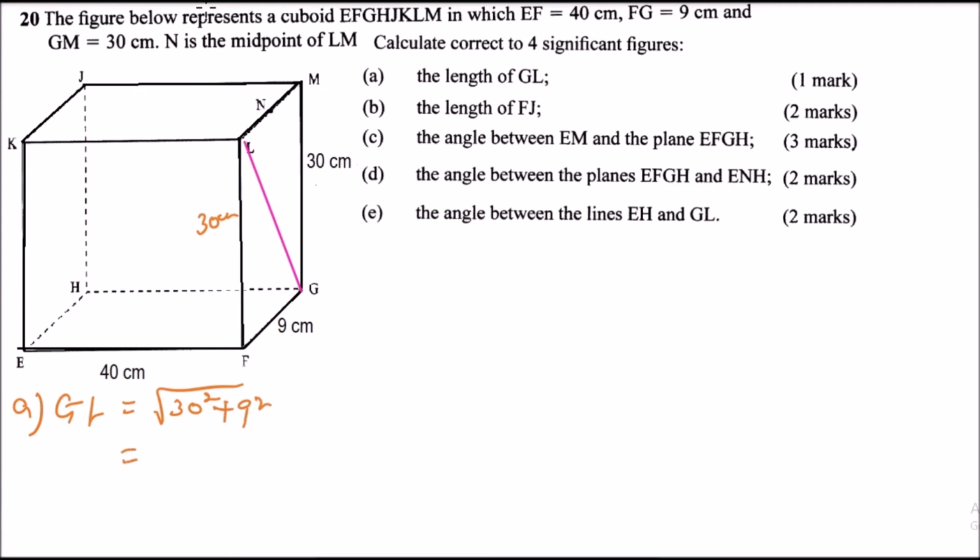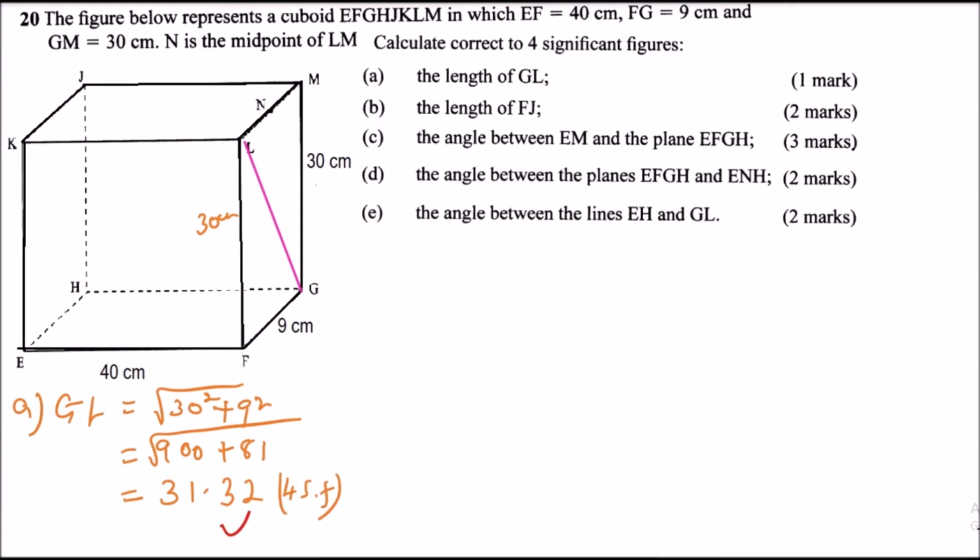This should give you, when you add, 900 plus 81. You get the square root, and using the calculator you should be able to get 31.32, and this is to 4 significant figures as we are told in the question. So that's how you work out that.